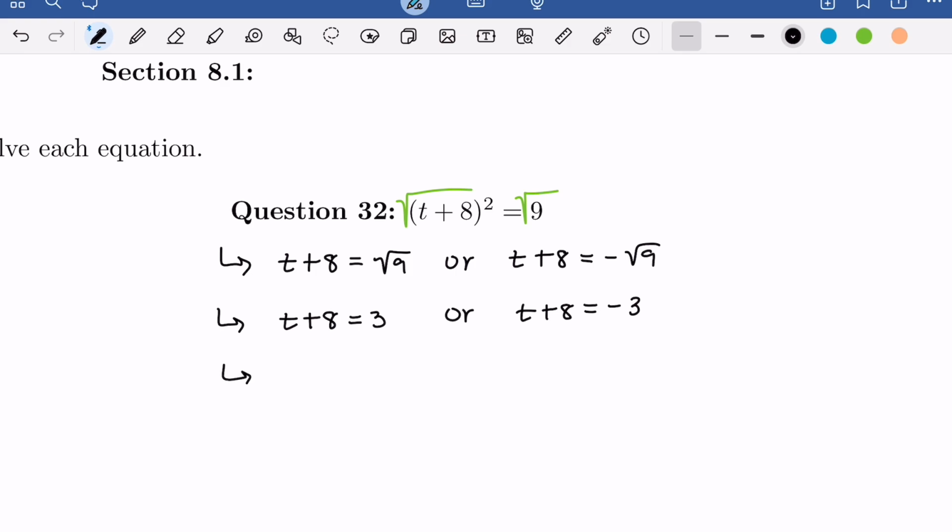We'll subtract 8 on both sides. This will give us t is equal to negative 5. Or, again, subtracting 8 on both sides, t is going to be equal to negative 11. So in this case, our solution set is going to be negative 5, comma, negative 11.